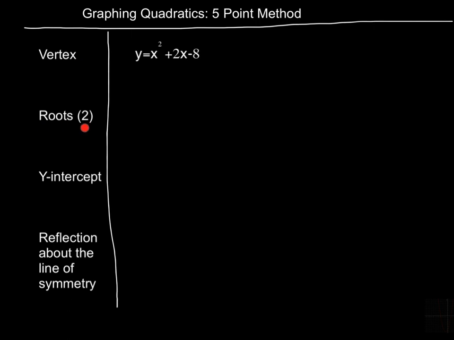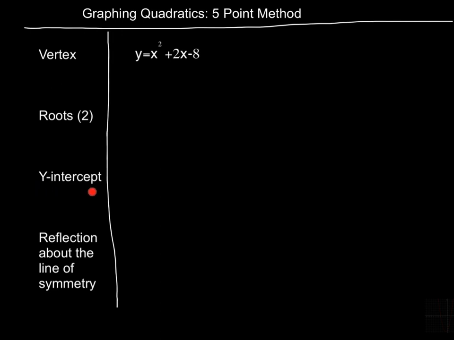We need to find the roots, and I put in parentheses 2 because many times there are 2 roots. Sometimes there's only 1 root, sometimes there's no roots. So I say a 5-point method, but it's not always a 5-point method. It depends on how many roots we have. So if we have 2 roots, then we'll be finding 5 points. If we have 1 root, then we won't be finding 5 points. And if we have no roots at all, then obviously we won't be finding 5 points. But we'll look at those other special cases as we move forward.